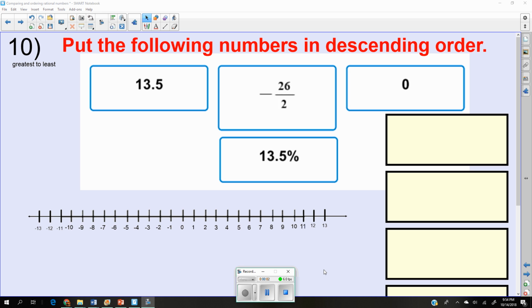All right, moving on to number 10. We're going to put the following numbers in descending order. Remember, descending is when you make a descent. Let's say you're on the bleachers. When you descend from the bleachers, you're going from the top to the bottom, so you're going from the greatest to least, biggest to smallest. Okay? All right, so we still need to change them all to decimals.